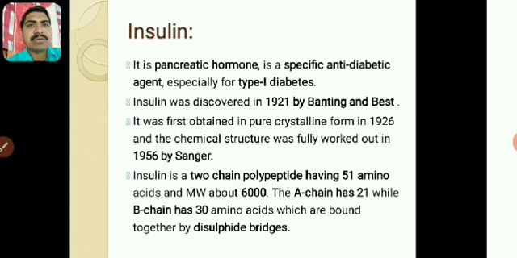Insulin was discovered in 1921 by Banting and Best. One is a teacher, another is a student. It was first obtained in pure crystalline form in 1926, and the chemical structure was fully worked out in 1956 by Sanger. Insulin consists of two polypeptide chains having a total of 51 amino acids and a molecular weight of about 6000. The A chain contains 21 amino acids, while the B chain contains 30 amino acids. 21 plus 30, total 51 amino acids. These two chains are bound together by two disulfide linkages or disulfide bridges.